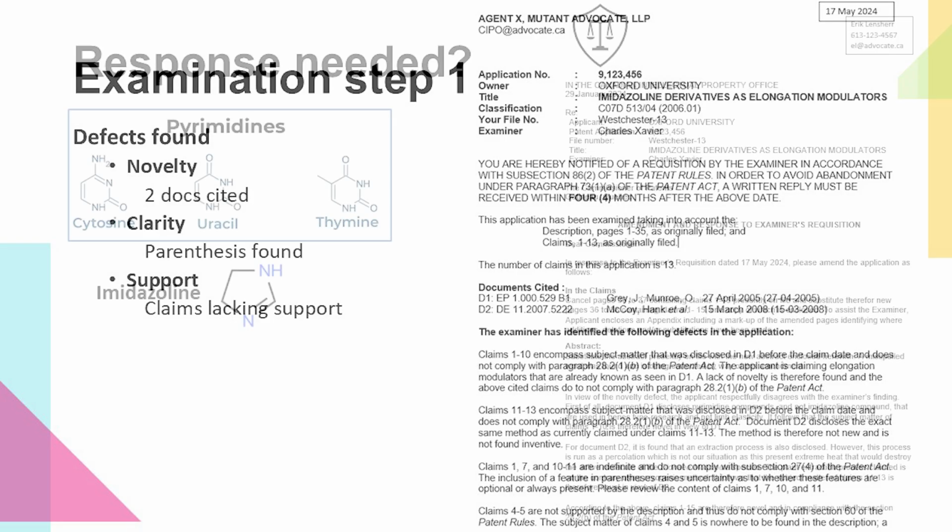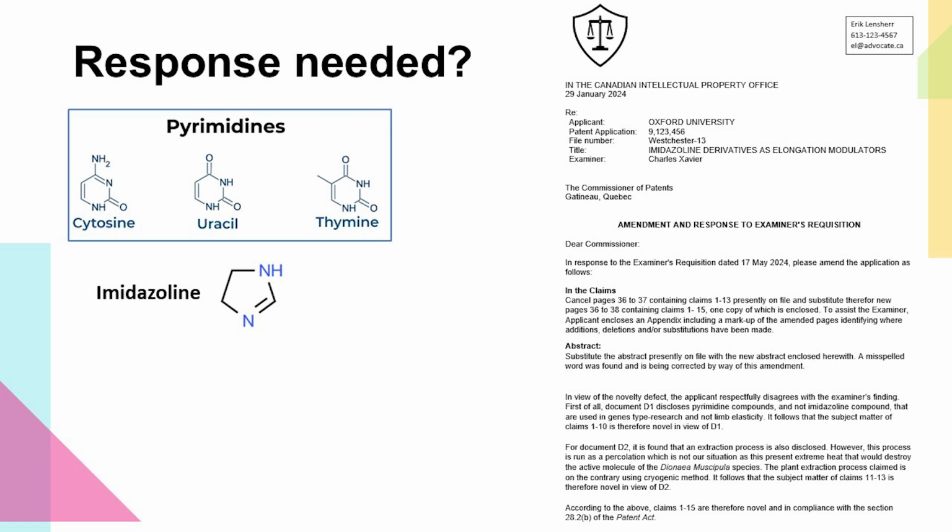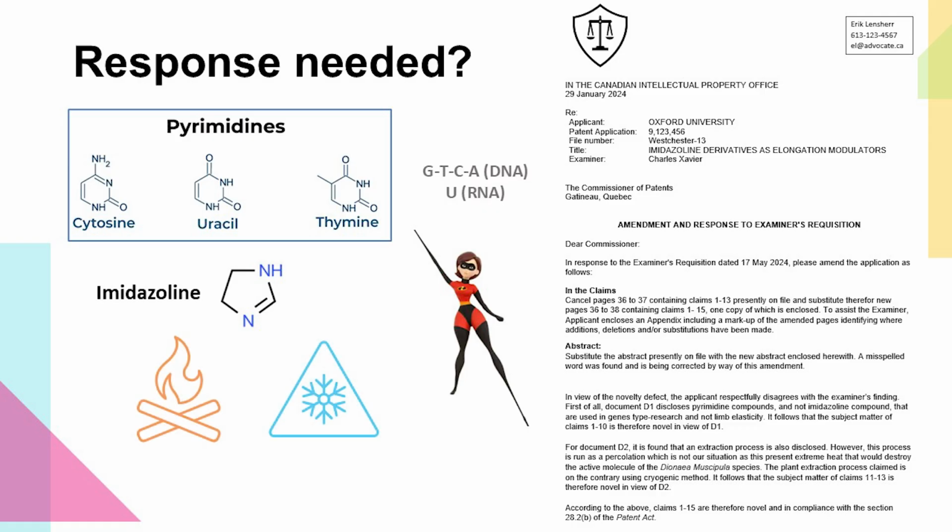In the response, the agent argues the lack of novelty as per your suggestions, mentioning that document D1 is about a different molecule type that bears a different use. The agent also argues that D2 is about a different process than the one that you invented, in the way that the process is run. D2's process requires heat, while yours is a cryogenic process.